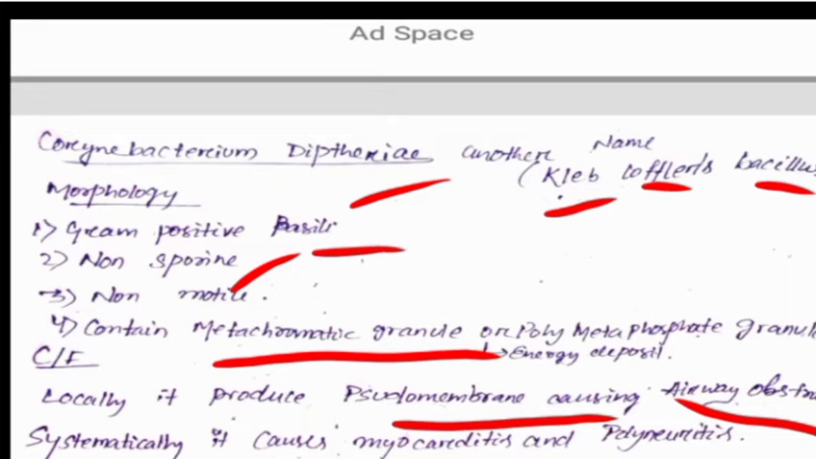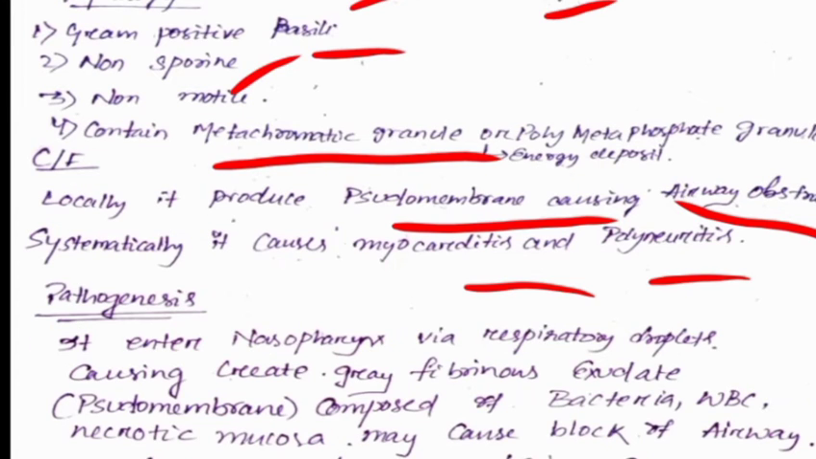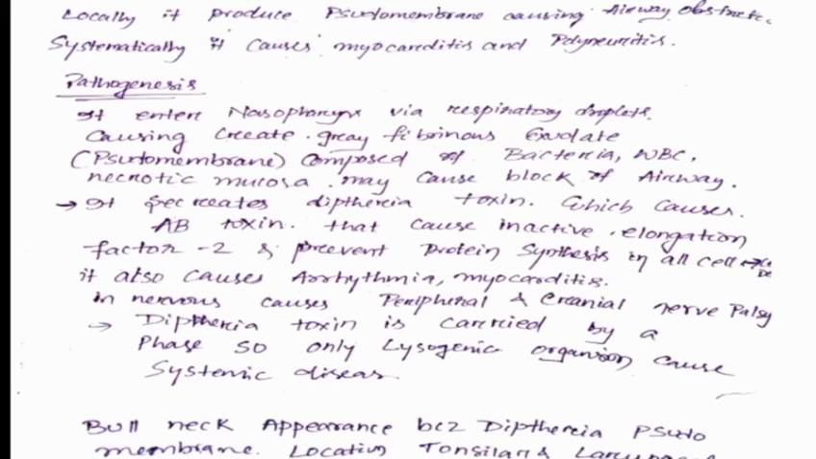Systemically it is causing myocarditis and polyneuritis. What is myocarditis? Myocarditis is cardiac inflammation, and polyneuritis means multiple nerves of the nervous system are affected due to this bacterial infection. Then what is the pathogenesis? Pathogenesis is that when this bacteria enters through the nasopharynx, it spreads through respiratory droplets.